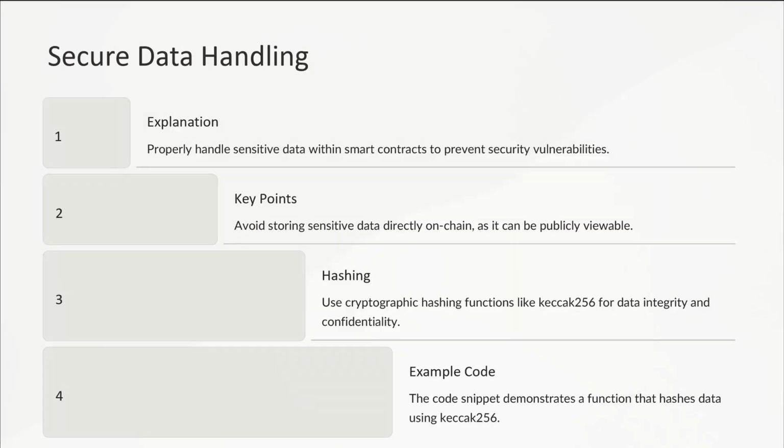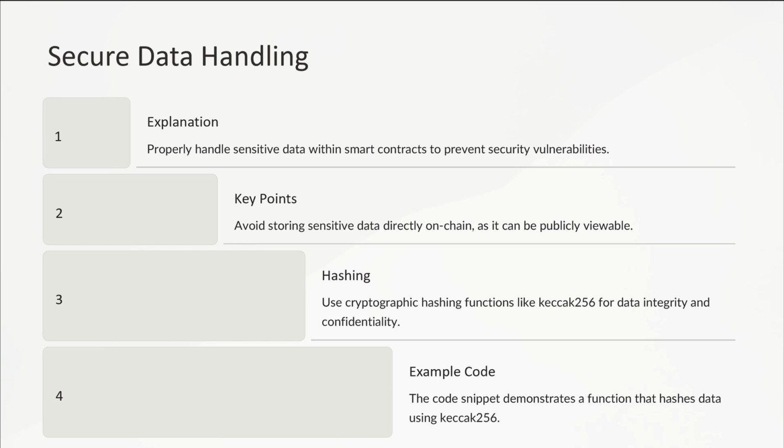Secure data handling. Properly handling sensitive data within smart contracts is crucial to prevent security vulnerabilities. You should avoid storing sensitive data directly on chain, as it can be publicly viewable. Some key points here are: using cryptographic hashing functions for data integrity and confidentiality. Store sensitive data off-chain using secure storage solutions and implement encryption methods. And use decentralized oracles or external data sources to access and retrieve data without storing it directly on-chain.